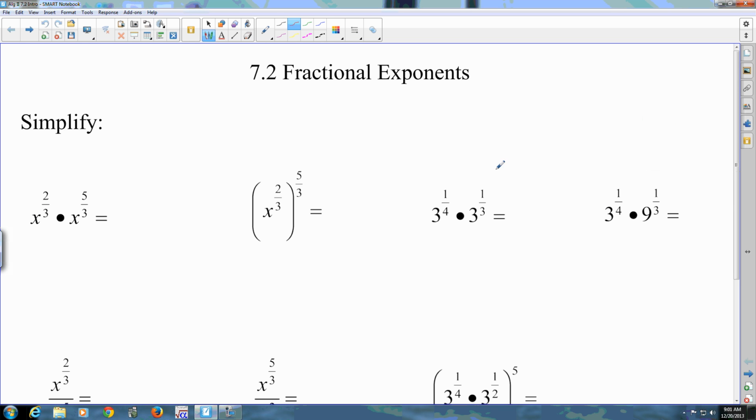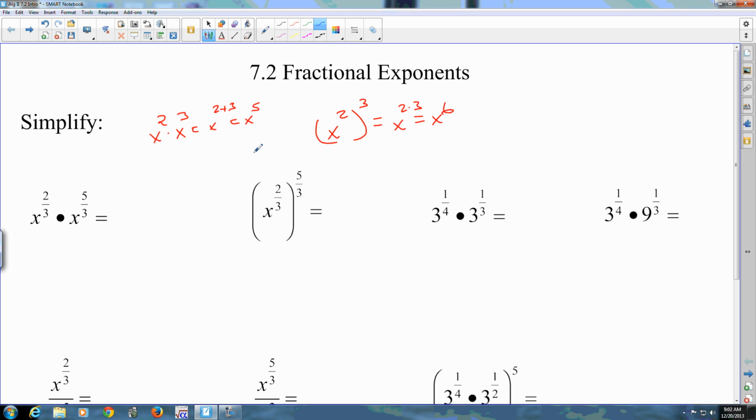Alright, you guys, section 7.2. Quick reminder, when you are multiplying and the bases are the same, you add your exponents. So that would be x to the fifth. When you have an exponent on an exponent, you multiply your exponents.